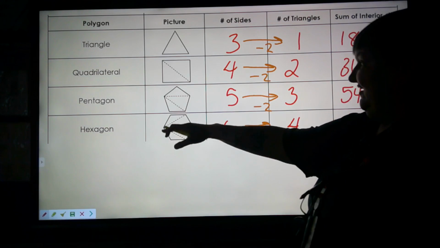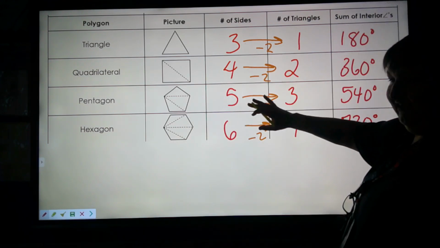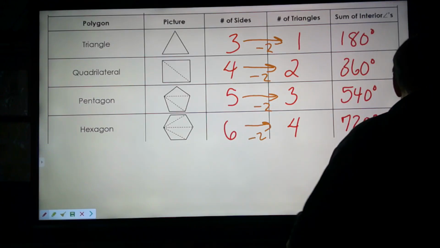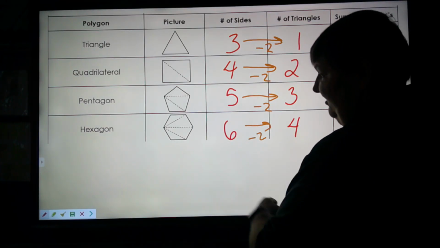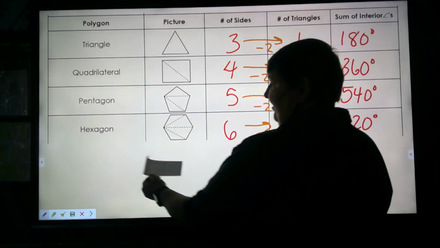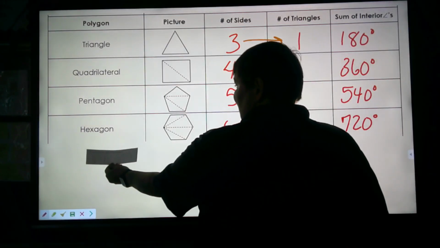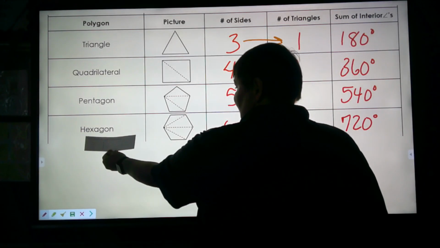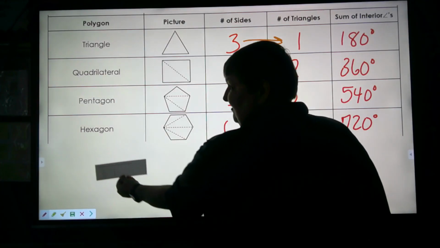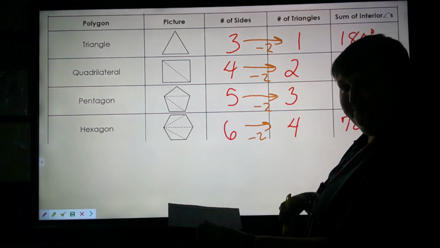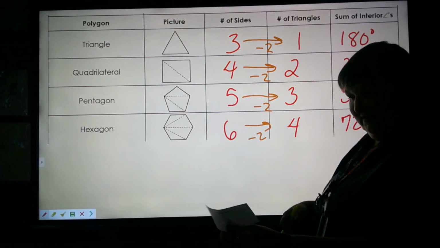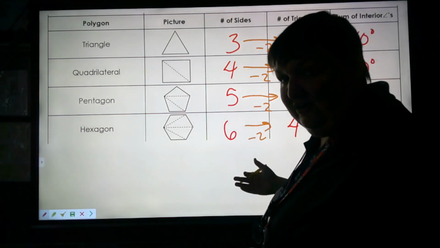Alright? Once you understand the pattern, come up and get the second handout, which continues this chart. It starts right where this one left off. So if hexagon was before, mine starts at heptagon, which is the next one. Use the pattern to fill in the chart. And then come back and watch the video and see if you got it right.